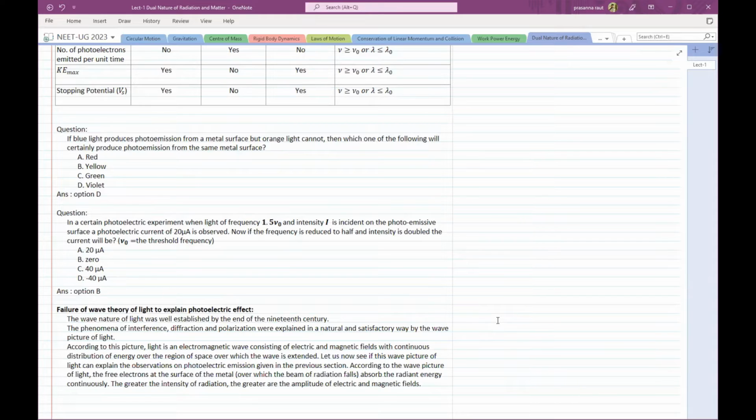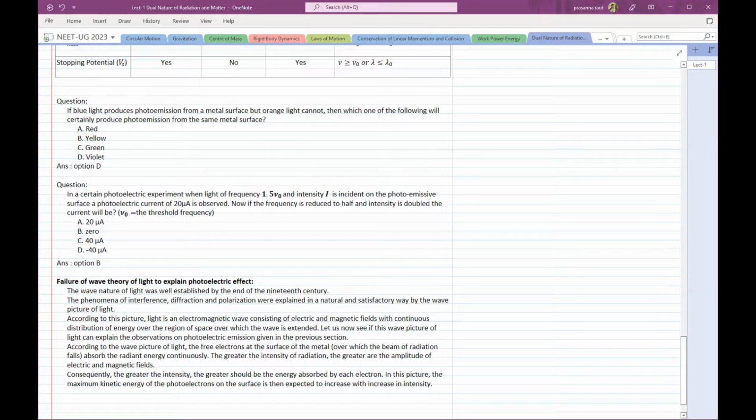Let's now see this. If this wave picture of light can explain the observations on photoelectric emission given in the previous section. So what do we do? According to this wave picture of light, the free electrons at the surface of metal over which the beam of radiation falls absorb the radiant energy continuously, because it is a continuous form of energy. The greater intensity of radiation will supply a greater amount of energy, and hence you should get a certain result.